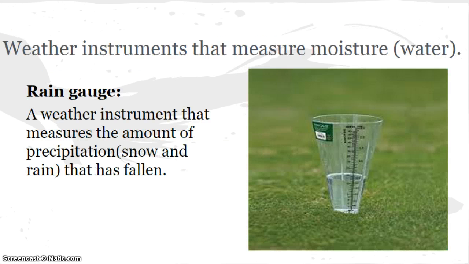We also have instruments that will measure moisture, okay? So we have a rain gauge. It's a weather instrument that measures the amount of precipitation, snow or rain typically, that has fallen. All it really does is collect it for us, and then you can measure how much rain or snow or precipitation in general has fallen.